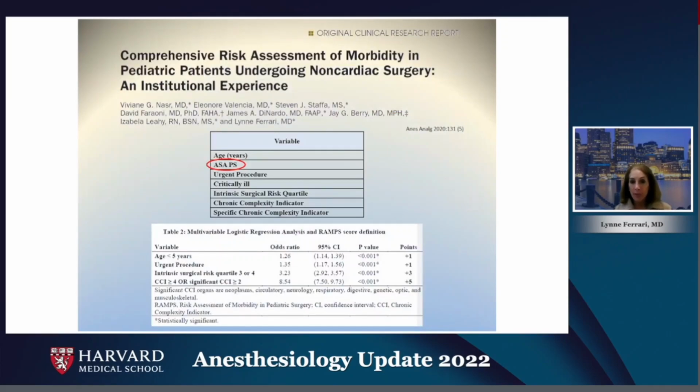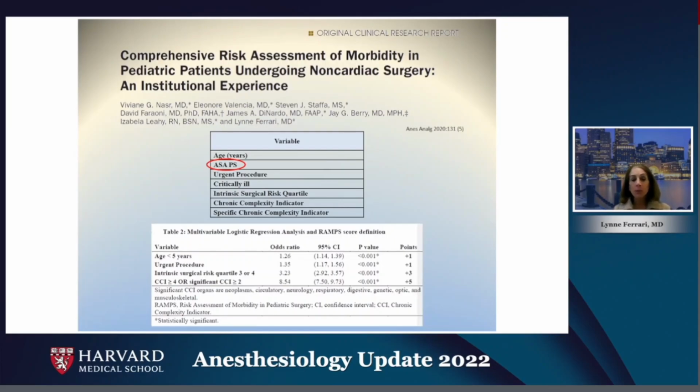To further refine this, we developed what we call our RAMP score, which is a risk assessment of morbidity in pediatric patients undergoing non-cardiac surgery from Boston Children's Hospital. Part of the variables were the age, whether the procedure was urgent or not, the criticality of the patient's illness, the intrinsic surgical risk quartile that we just explained, the chronic complexity indicator, and the specific chronic complexity indicators, but also very important was the ASA physical status.